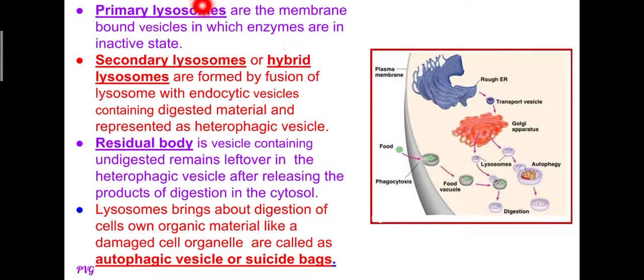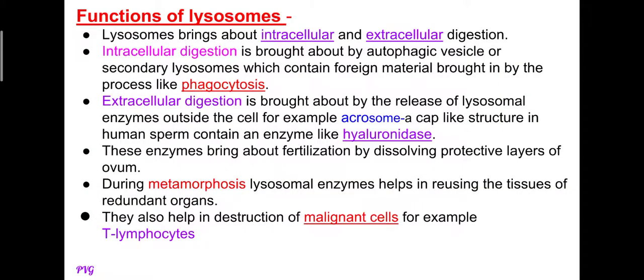One is the polymorphic phenomenon, and besides this, lysosomes are commonly known as the suicide bags. Then see the functions of lysosomes. These bring about intracellular as well as extracellular digestion. For example, intracellular digestion is brought about by the autophagic vesicles or the secondary lysosomes by the process of phagocytosis. And extracellular digestion is a release of lysosomal enzymes outside the cell, and a well-known example is the acrosome.